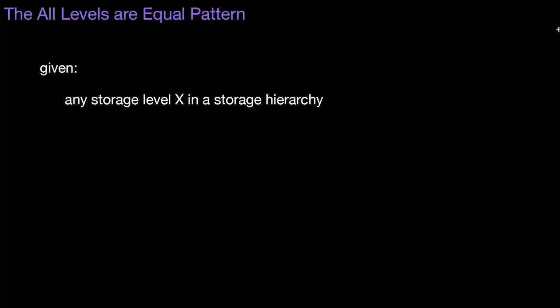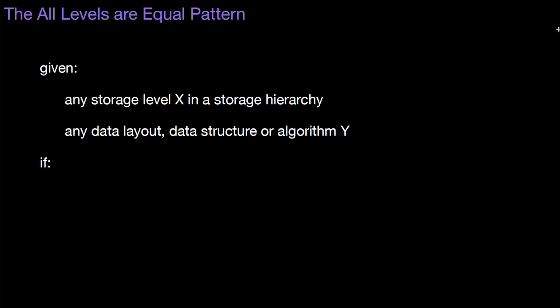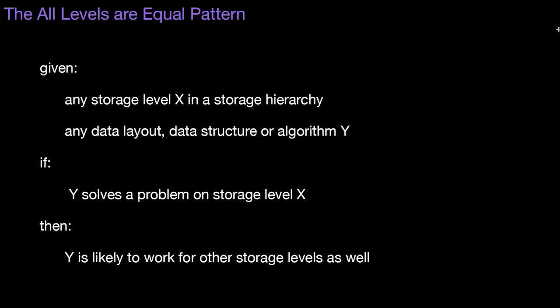The all levels are equal pattern. What does that mean? Given any storage level X in a storage hierarchy, be it L1, L2, L3, main memory, disk, tape, whatever, and any data layout, data structure, or algorithm Y. If Y solves a problem on storage level X, then Y is likely to work for other storage levels as well. In other words, whatever technique is being used on one particular level is super likely to work for other storage levels as well.